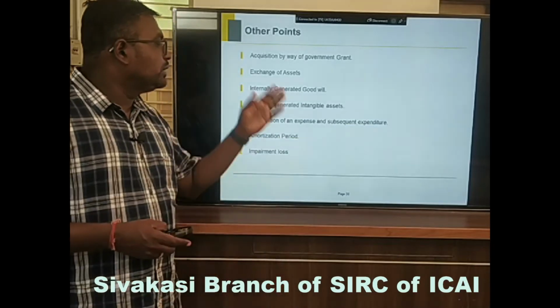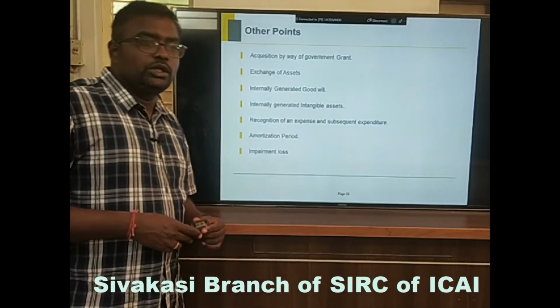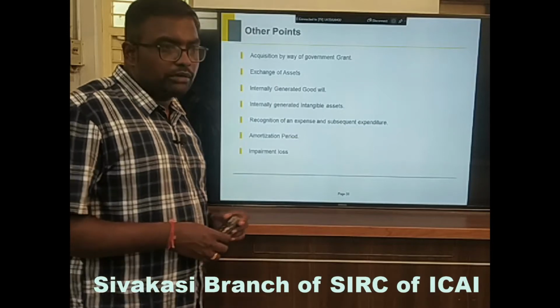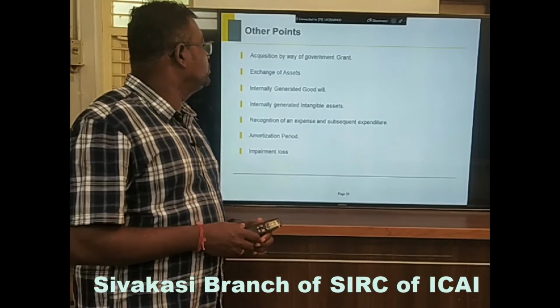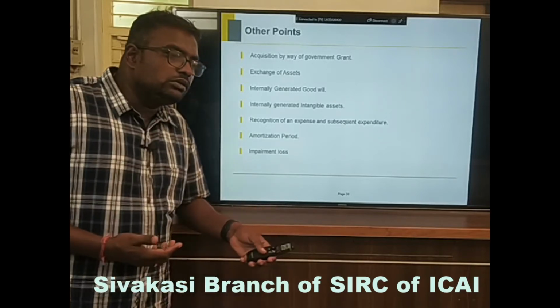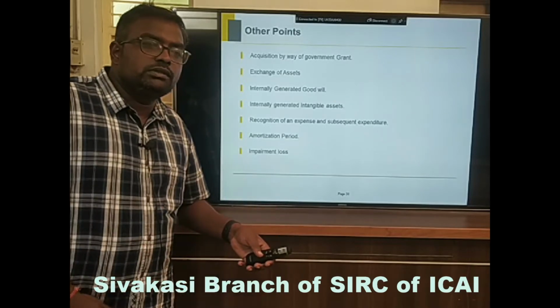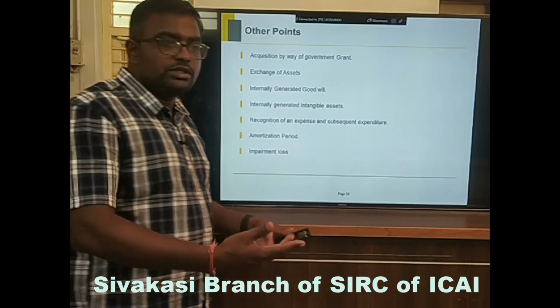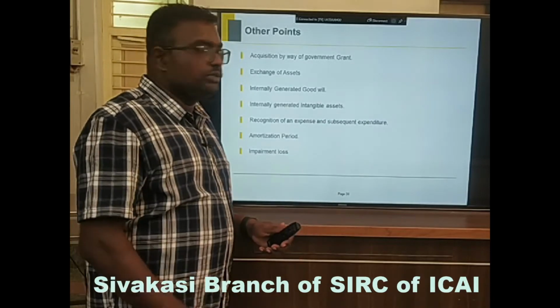Acquisition by government grant is very simple. Please reduce the cost of the assets, or whatever as per AS 12 you need to follow. Exchange of assets means you have to take the fair value which is more relevant, either the securities issued or the fair value of the assets you got.